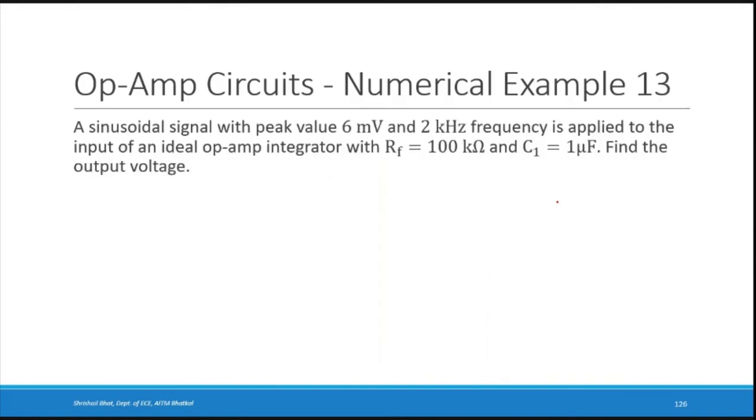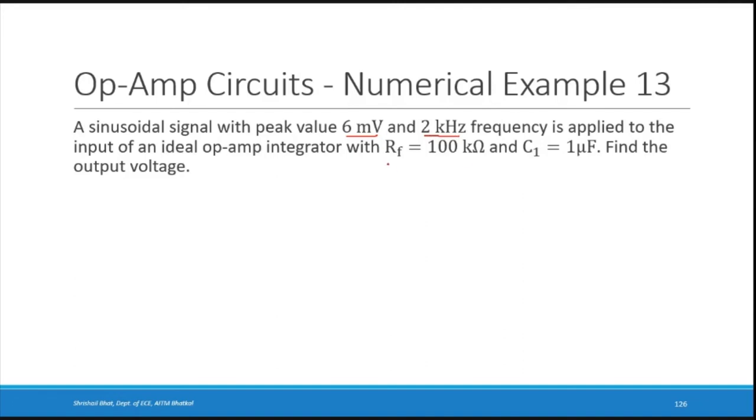Take the next example. This is of an integrator. A sinusoidal signal with the peak value of 6 millivolts and 2 kilohertz frequency is applied to the input of an ideal op-amp integrator with RF equal to 100 kilo ohms and C1 equal to 1 microfarads. You are asked to find the output voltage. So you have been given the peak value of input. Remember, this is the peak value of input, that is 6 millivolts, and frequency is given as 2 kilohertz.